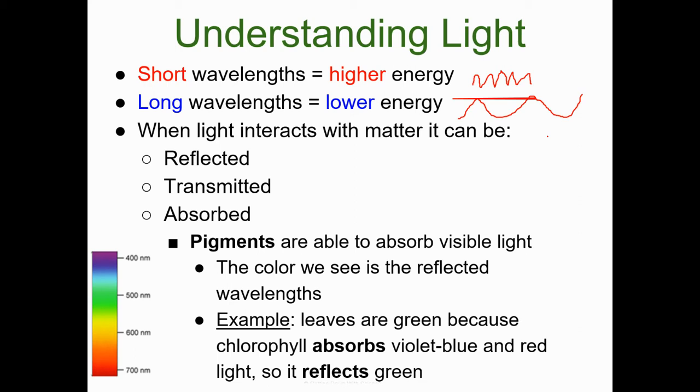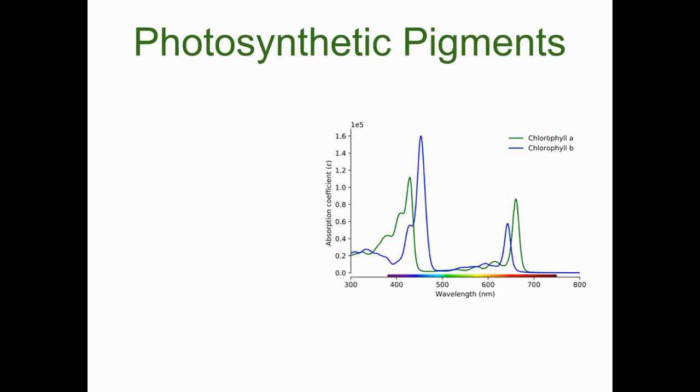So it's reflecting blue, and that's why you see it as blue. Okay, so remember, what it absorbs is different from what it reflects. We see the color that's reflected. We don't see the colors that are absorbed. Okay. So now let's go ahead and delve into our photosynthetic pigments.